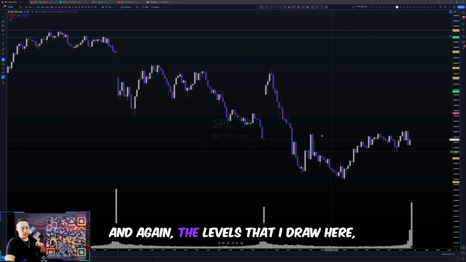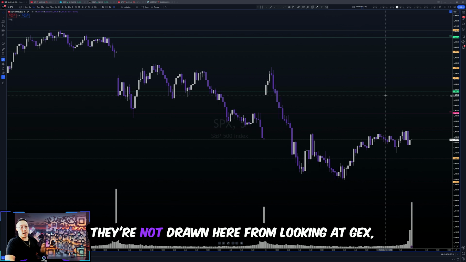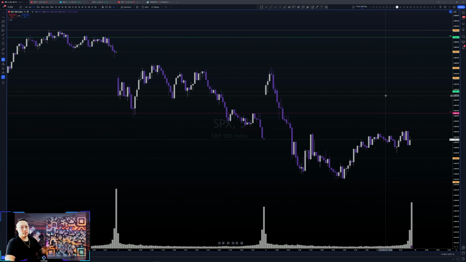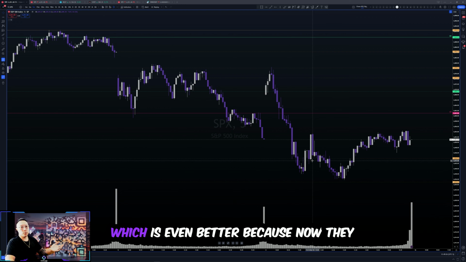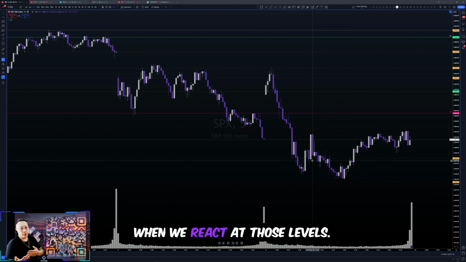And again, the levels that I draw here, they're not drawn here from looking at GEX, okay? But it just so happens that the gamma levels literally line up with my levels, which is even better because now they provide some stronger confluence when we react at those levels.